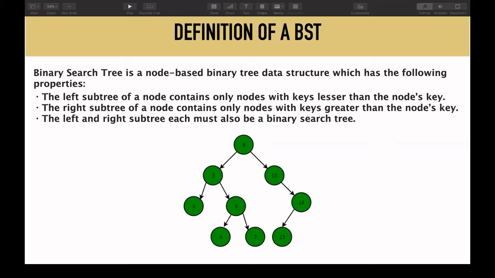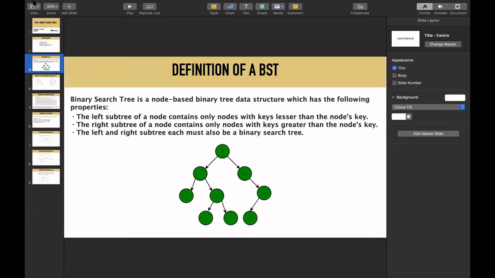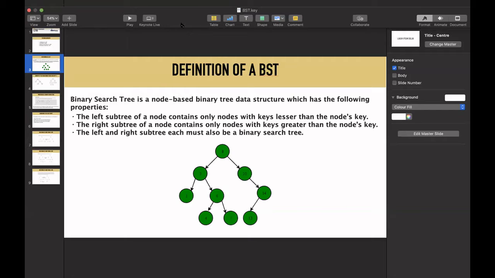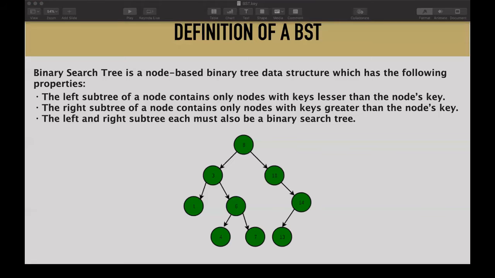the main feature for which a binary search tree is used, which is to perform search operations in the most efficient manner, doesn't hold if there are repeated values. So it is generally recommended to skip values which are already there in the binary search tree. So I hope the definition is clear. It was a pretty straightforward definition.